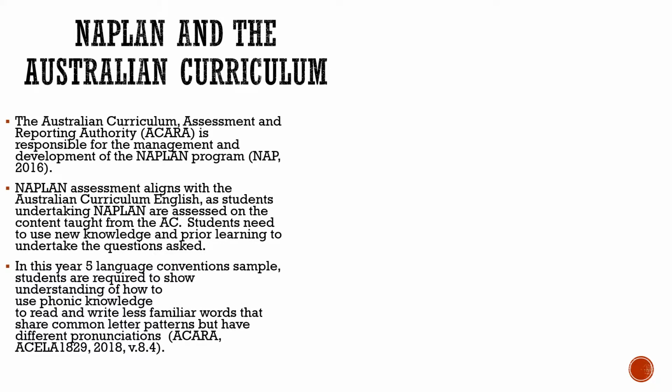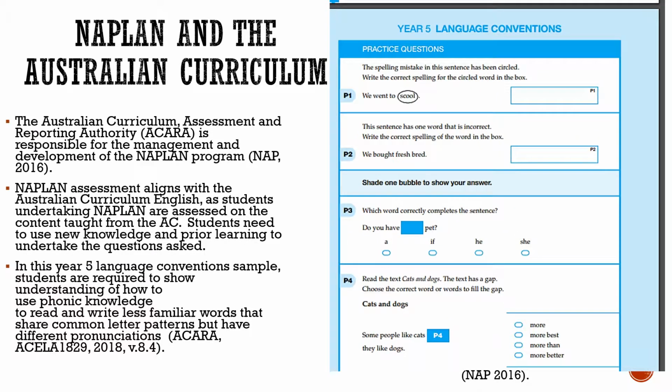In this Year 5 Language Convention sample, students are required to show understanding of how to use phonic knowledge to read and write less familiar words that share common letter patterns but have different pronunciations. ACARA, ACELA, 1829.